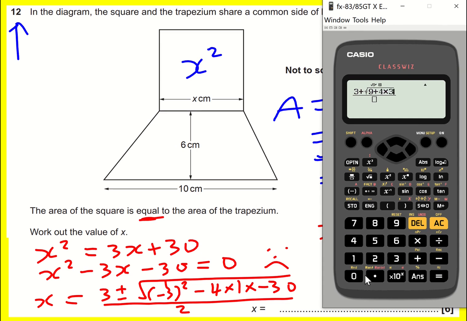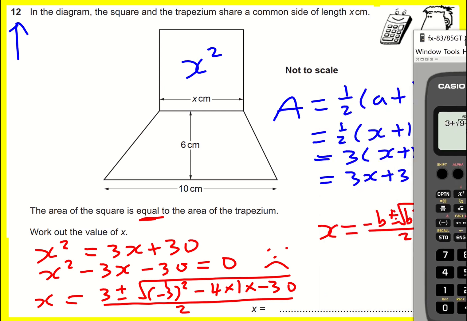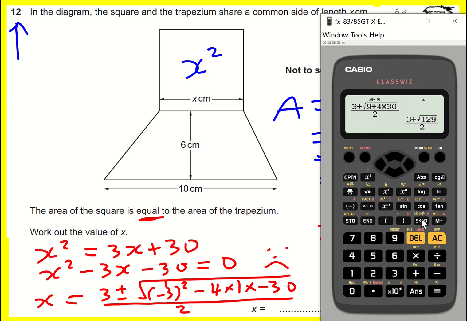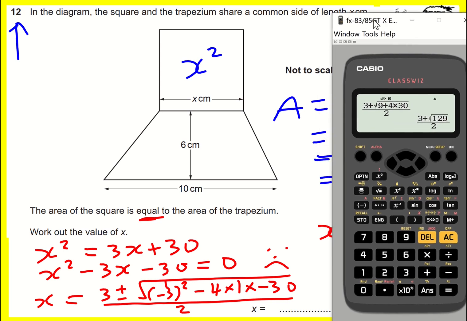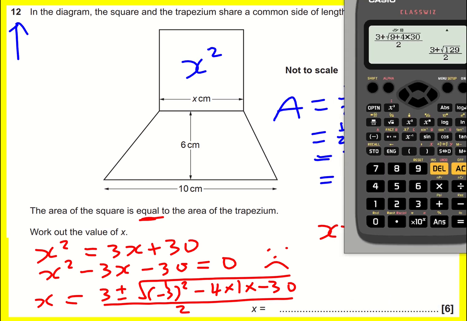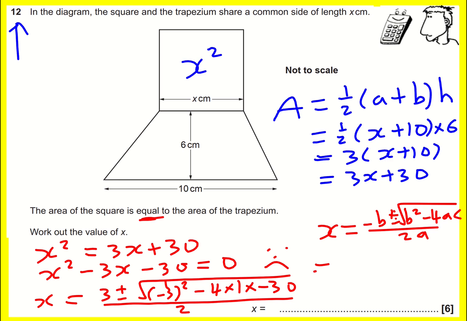Okay, you can sometimes take a few little shortcuts. Just be careful, but the double negative means I'm just going to be adding 4 times 30. I've done minus 3 squared in my head. Okay, it doesn't say whether to leave it exact or not. So the exact one is 3 plus root 129 divided by 2. Or it's going to be 3 minus root 129 divided by 2.